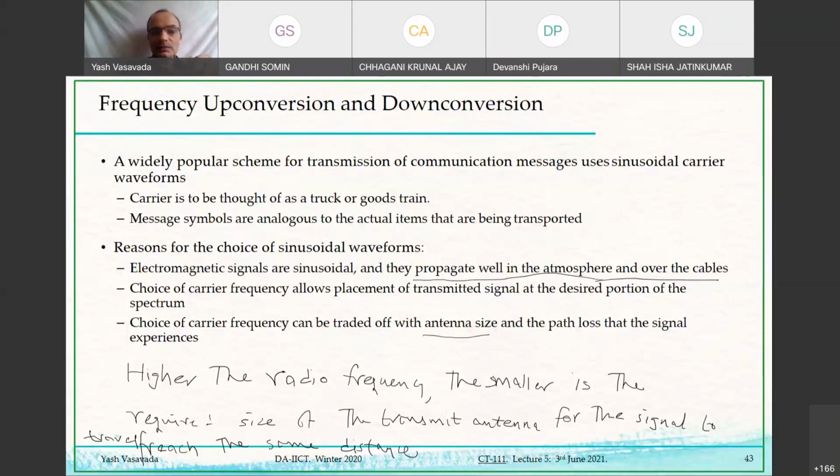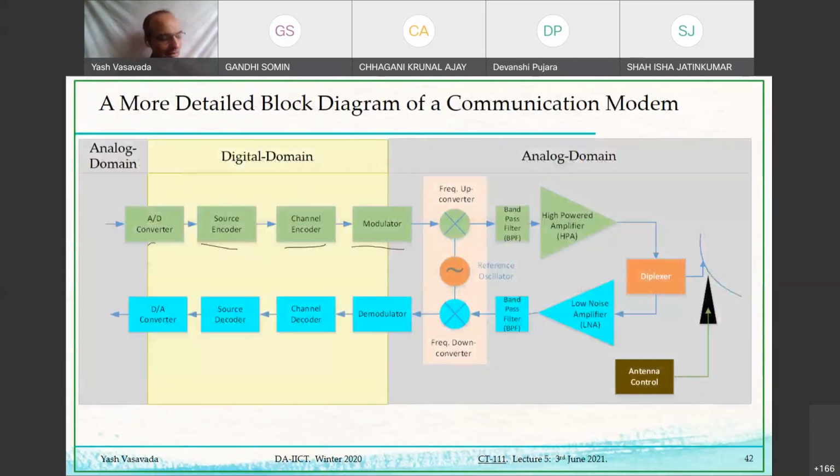So that is probably the most important reason why all the modulation schemes use these electromagnetic waves. That wavy nature of EM transmission is indicated by this symbol. This reference oscillator is generating that 1 gigahertz or 10 gigahertz electromagnetic wave in the analog domain, and that is what is being emitted by the antenna.